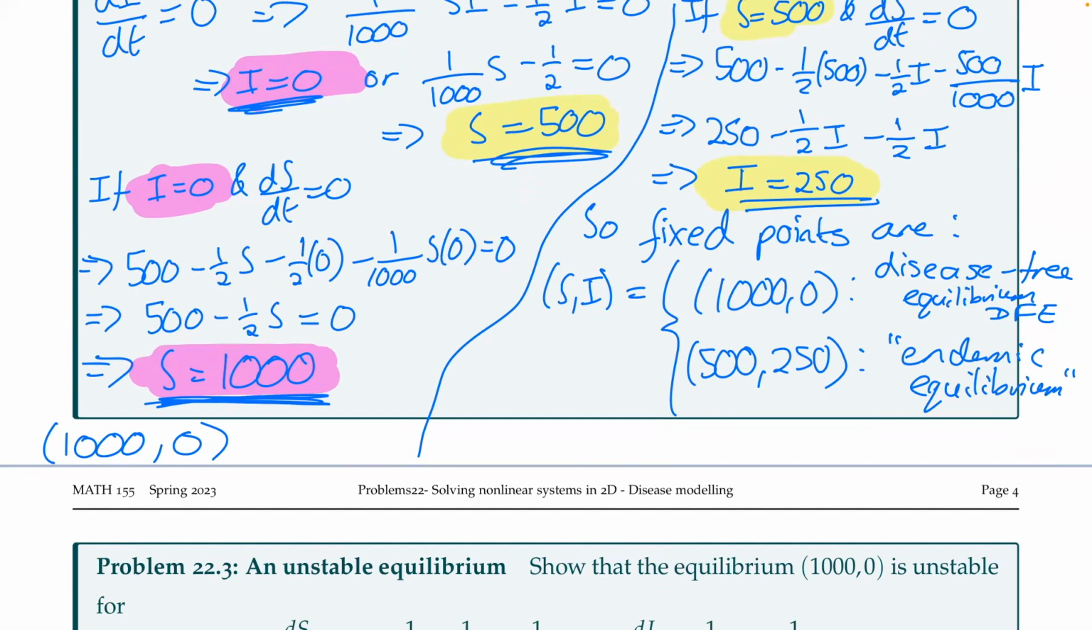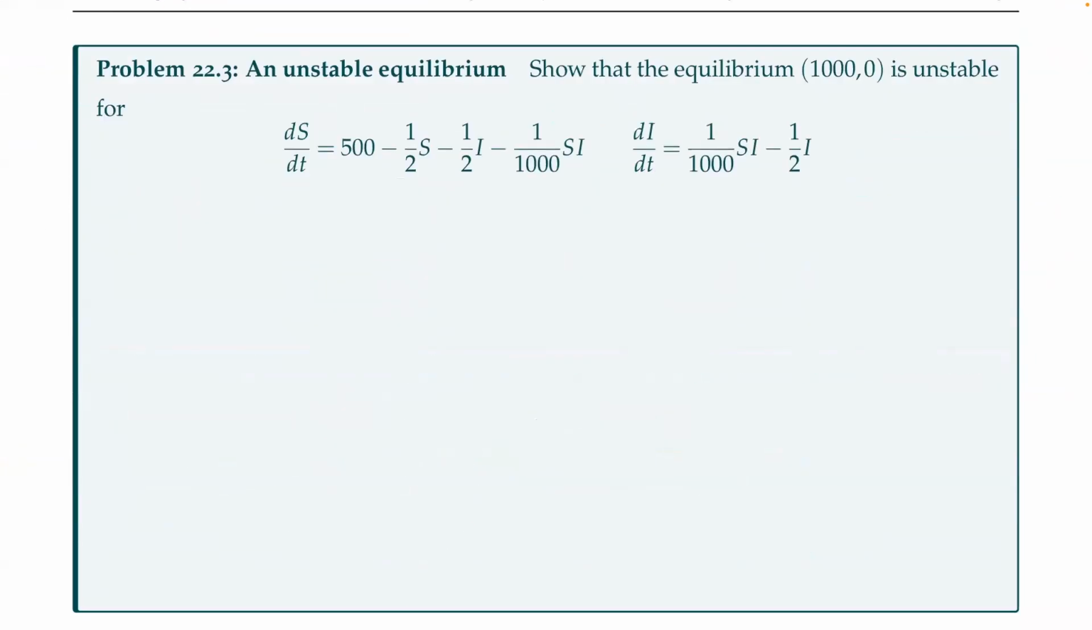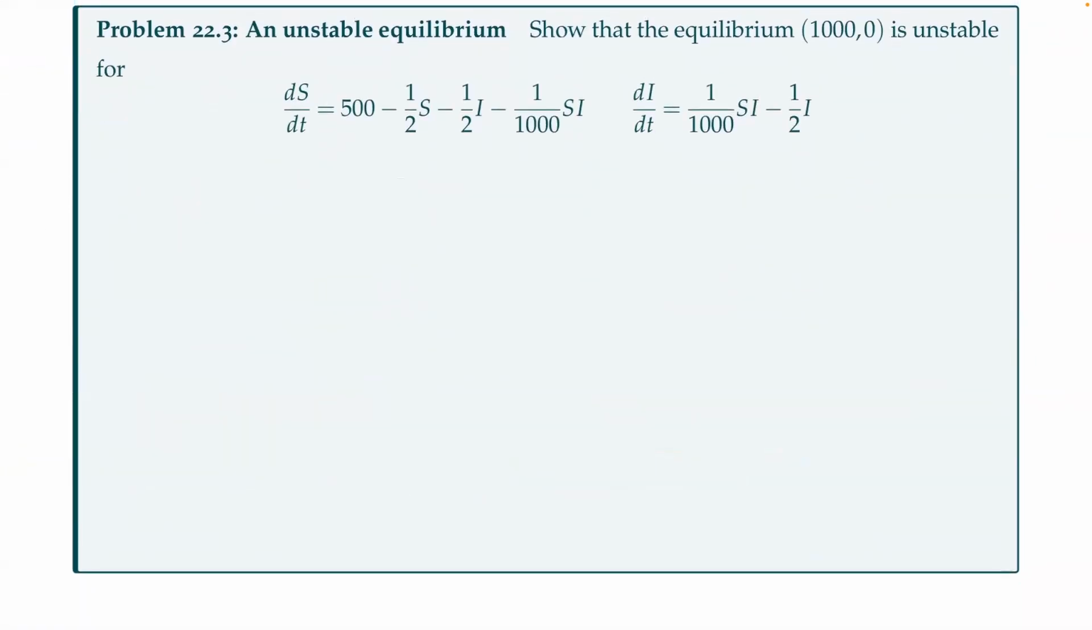We don't know anything about the stability of these equilibria yet. All we know is that if you are at these points, you will stay at those points, but we don't know what happens if you're near to those points. And that's where our linear stability analysis comes in. Okay. So we've got our fixed points. Now let's look at our analysis of the stability of those fixed points. So I'm going to call this first equation f of S, I, and this second one here, g of S, I.